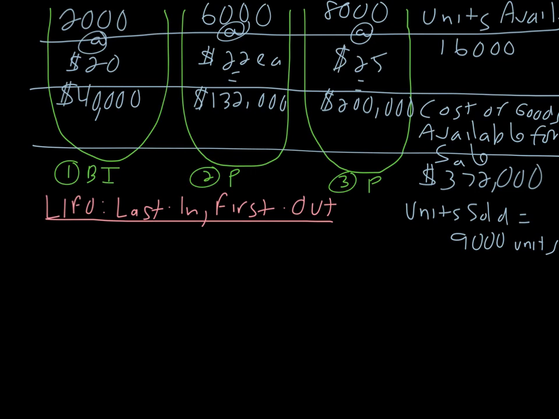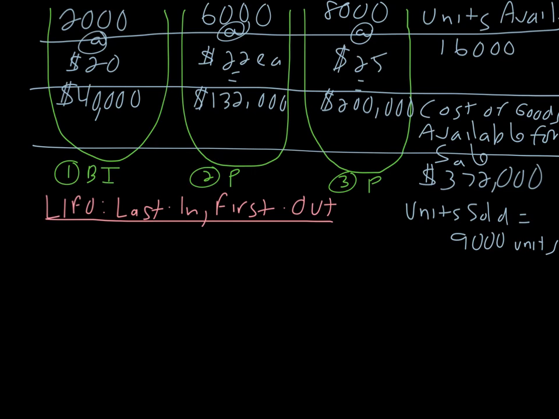All right, so for the LIFO, last in, first out method, we're still taking 9,000 units out of these three buckets, but now we're going to go backwards. We're going to start with bucket 3, then go to bucket 2, then go to bucket 1. So we're going to take out the last ones we bought first, then go backwards from there.